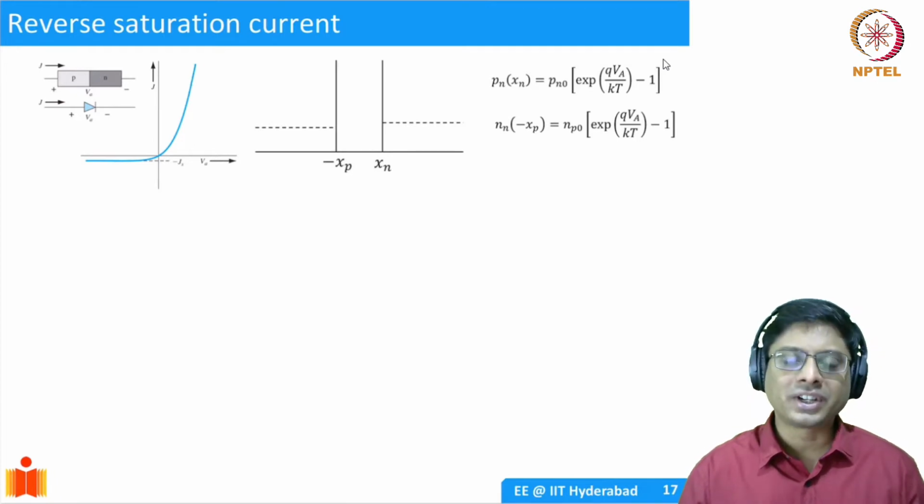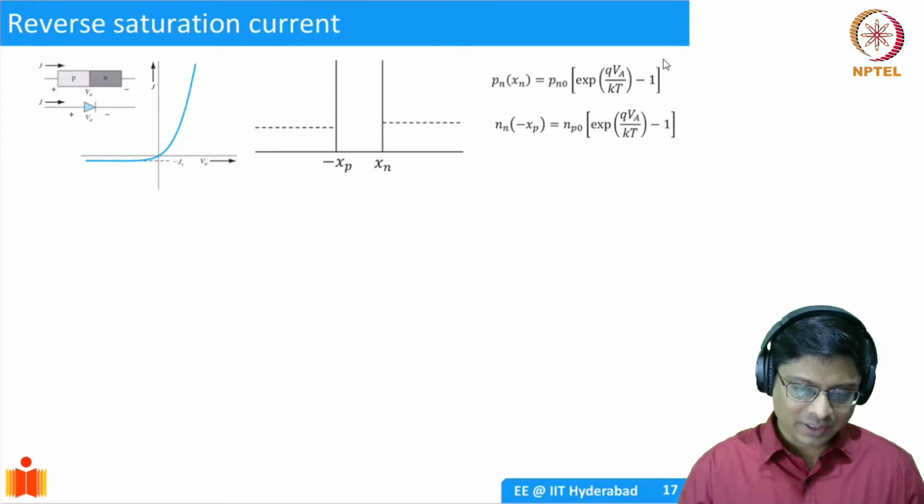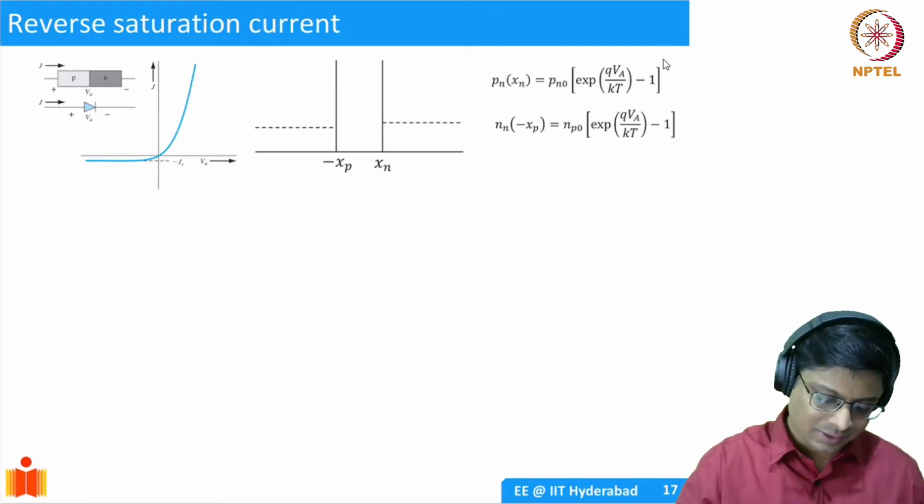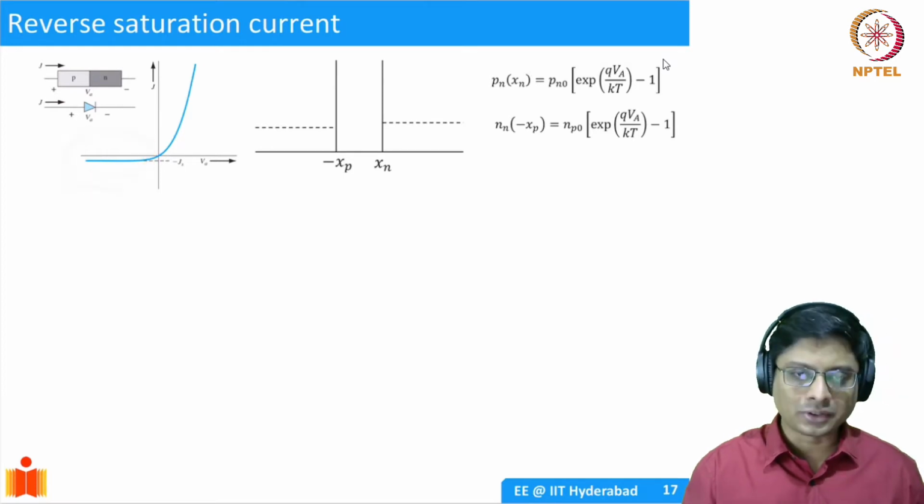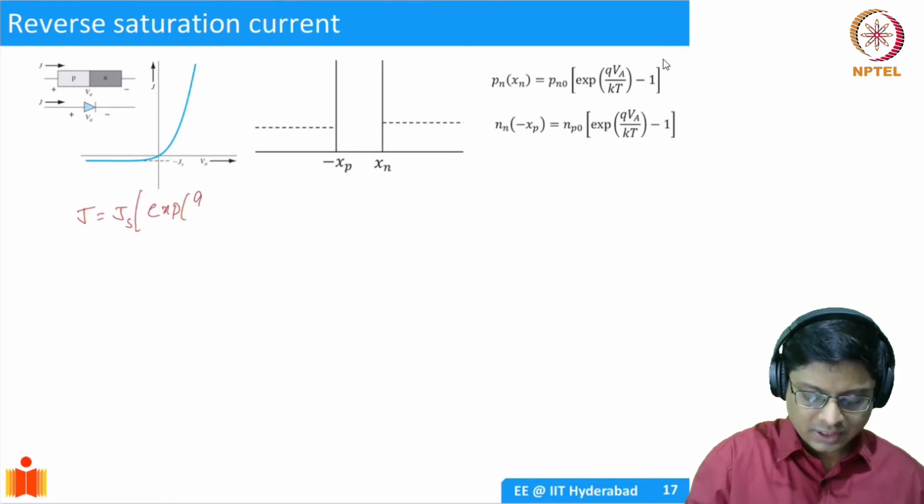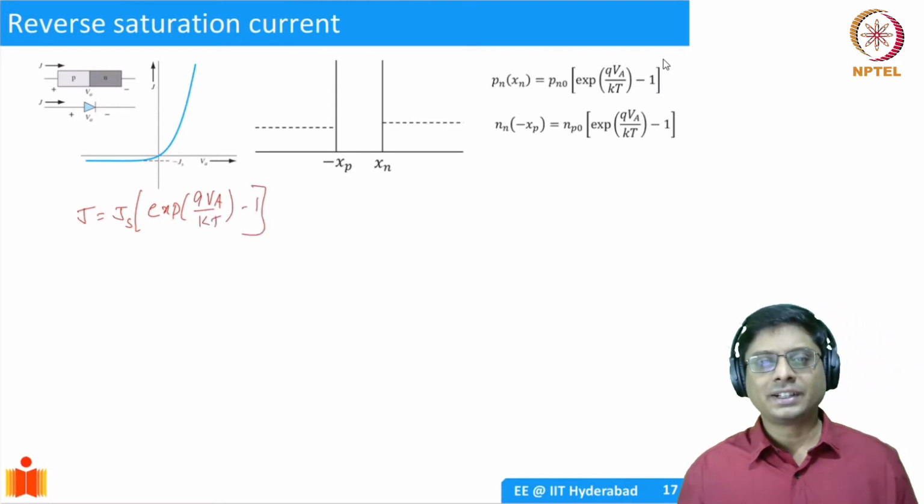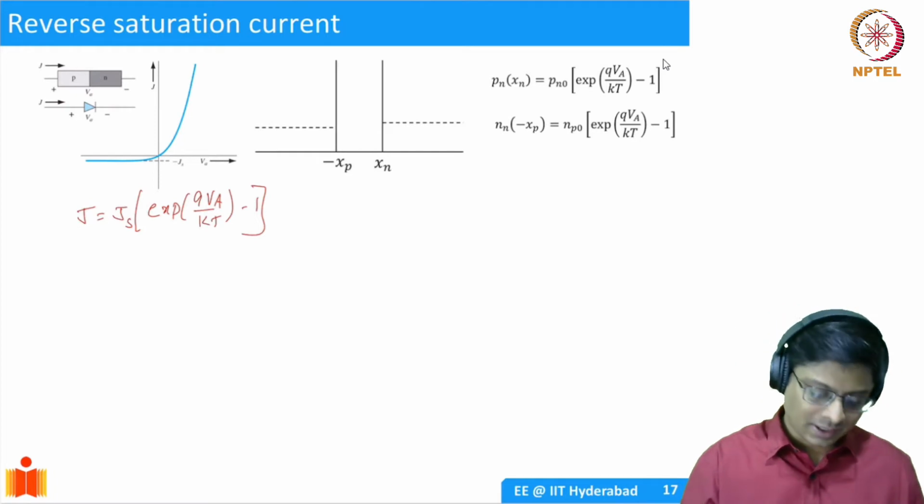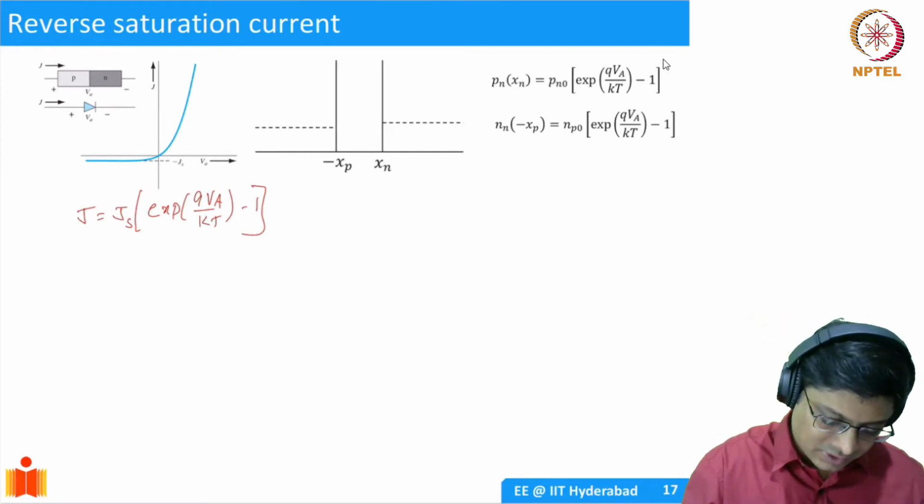In this video, we'd like to study the behavior of reverse saturation current. We already mentioned that reverse saturation current is essentially this, which is coming out of the expression. For example, if you write the total current, it's going to be Js times exponential of qVA by kT minus 1, right? So when VA is negative, it's going to be minus Js, and that's what we are showing here. Essentially, minus Js is the current.